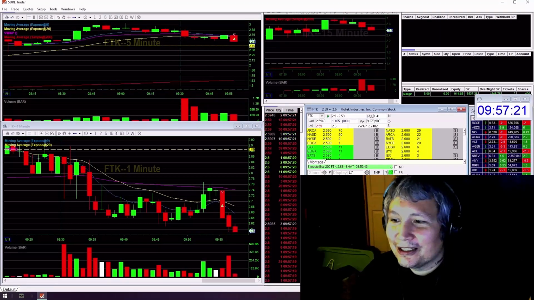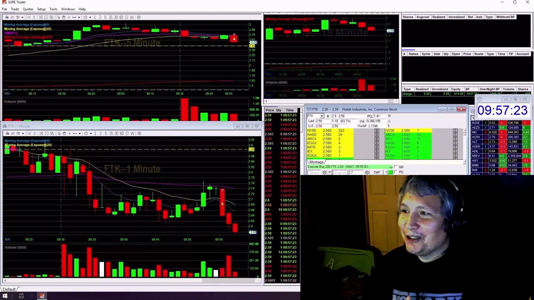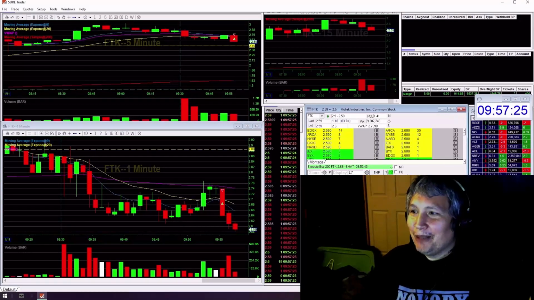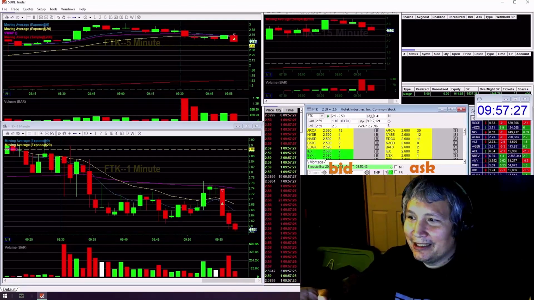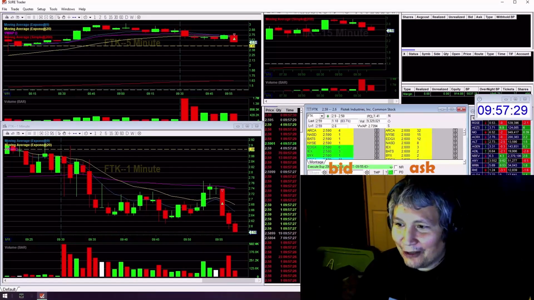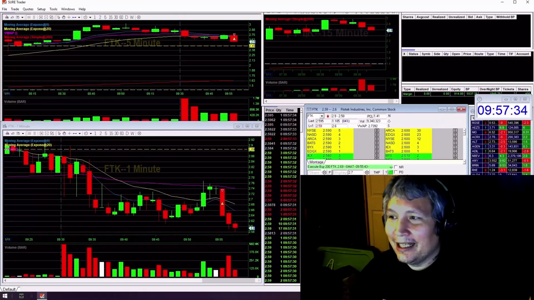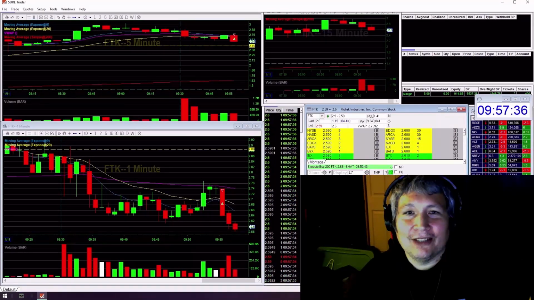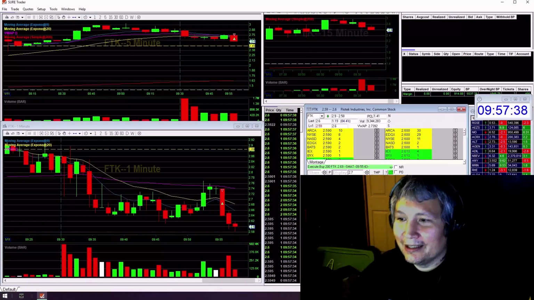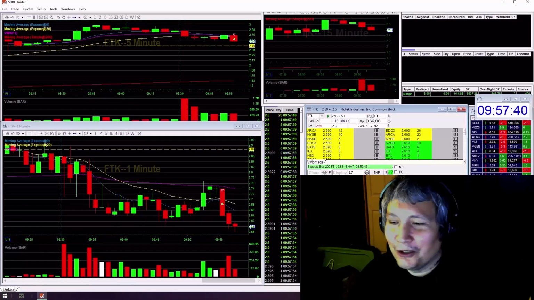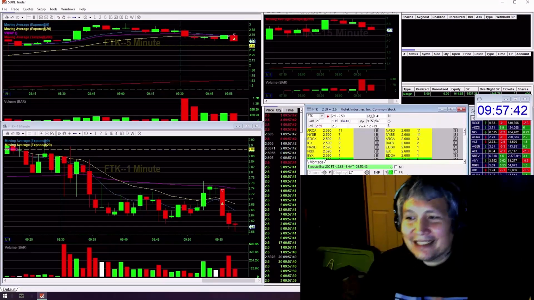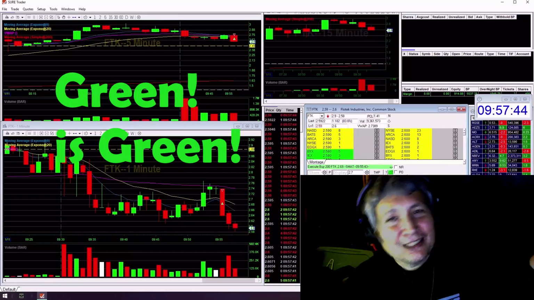Hopefully you guys learned something from all this. Look at this thing, down to 258 right now. But look at all those orders on the bid stacking up right there, 20,000. I think that's short traders buying back their shares for their profit. That's what I think it is. Who knows if I'm right or wrong. But anyways, green is green.